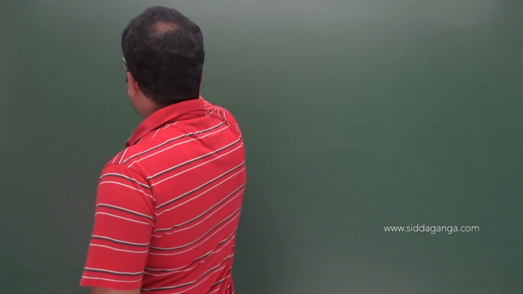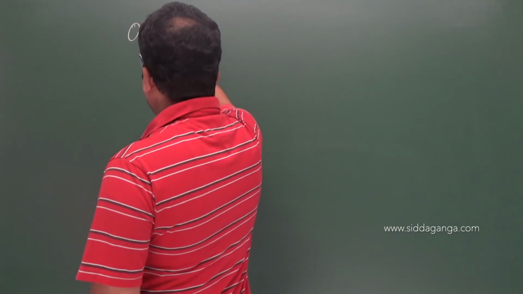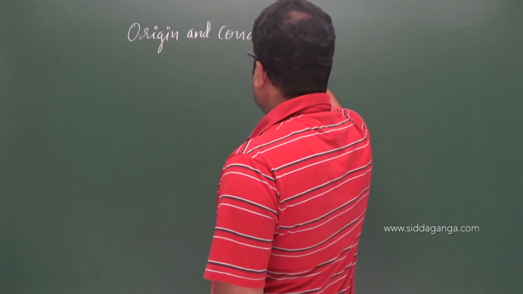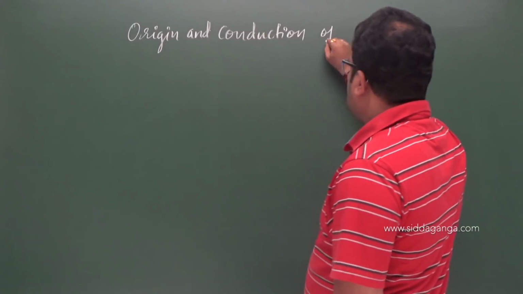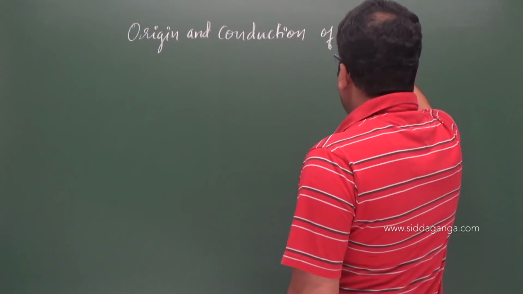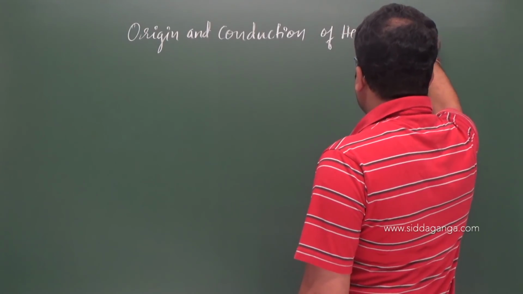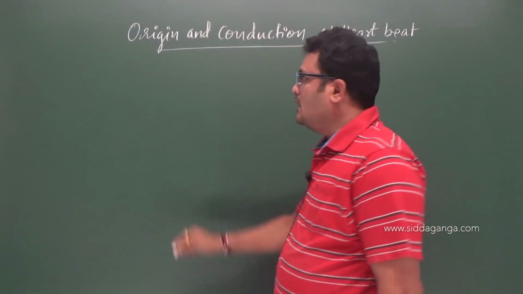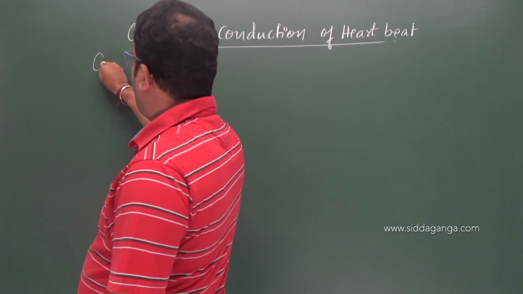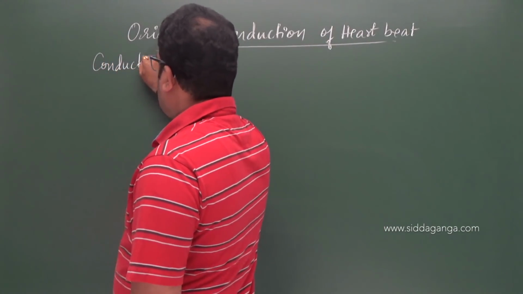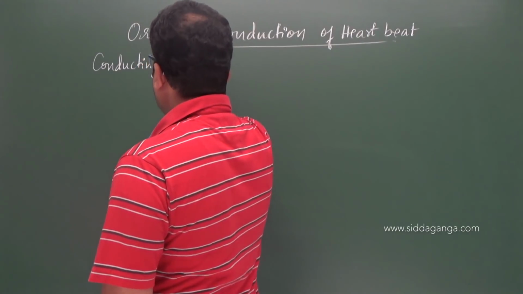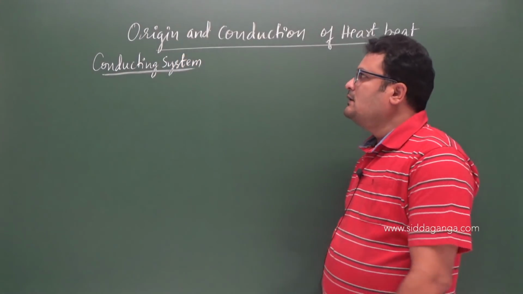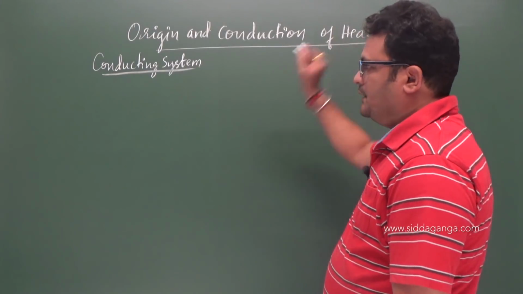Today we will learn a very important concept of this chapter, that is conducting pathways in the heart. That is, origin and conduction of heartbeat, or you can consider it the conducting system of the heart. Conducting system of heart, or origin and conduction of heartbeat.